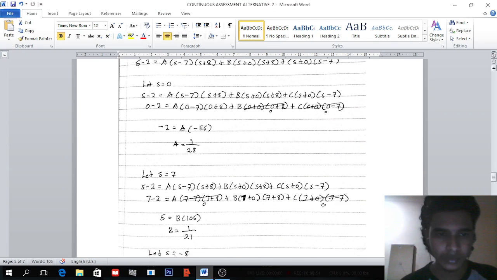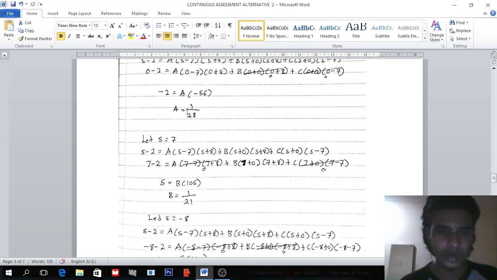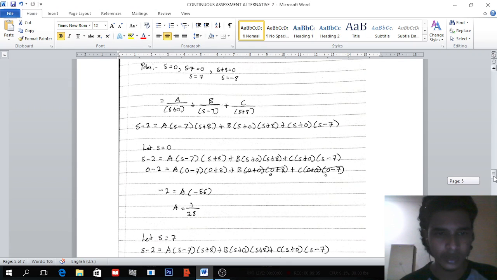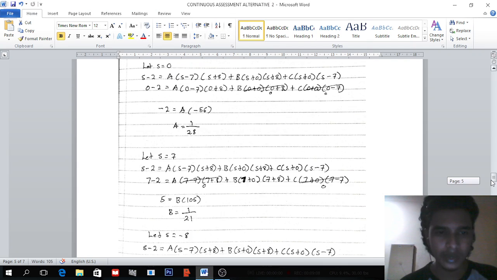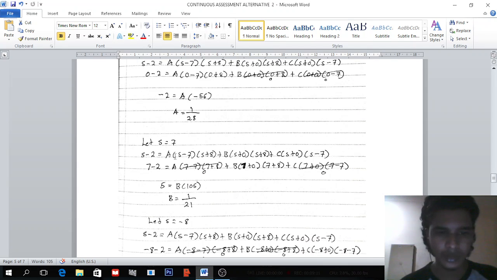Okay, this is for A. So next for B, let s be 7. Before this it was 0, now let s be 7. So we need to do the same as before, we need to cut it. So 7 minus 2 is 5. As for B, we need to multiply here, 7 times 7 and 7 times 8, we need to add them, so it would be 105. So we need to replace here, it would be B equals 1 over 21. This is the value of B.